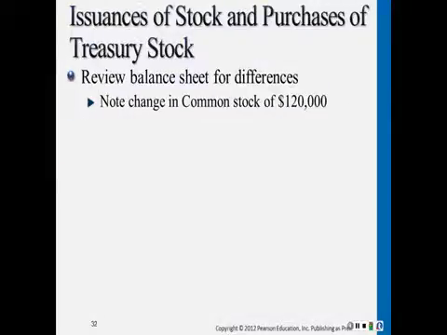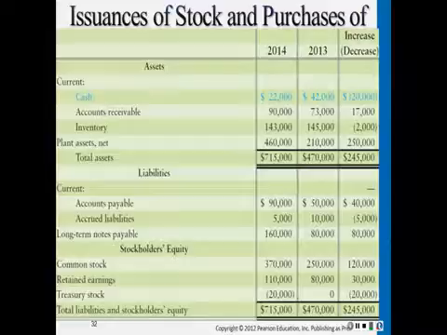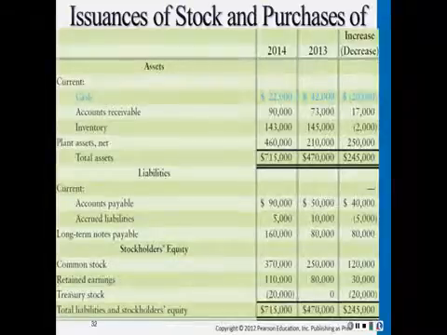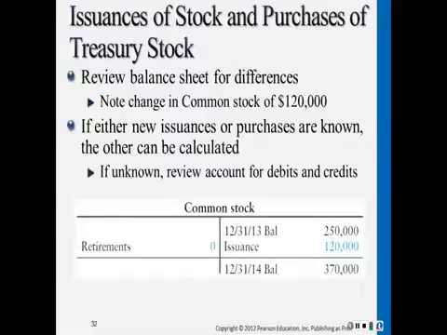Cash flows for these financing activities can be determined by analyzing the stock accounts. For example, the amount of a new issuance of common stock is determined by analyzing the common stock account. If new issuances or payments are known, calculate the other. If unknown, review the account for debits and credits. We would have to be told if there were any stock retirements. Since there were no retirements, we know the balance change must be represented by new stock issuances.